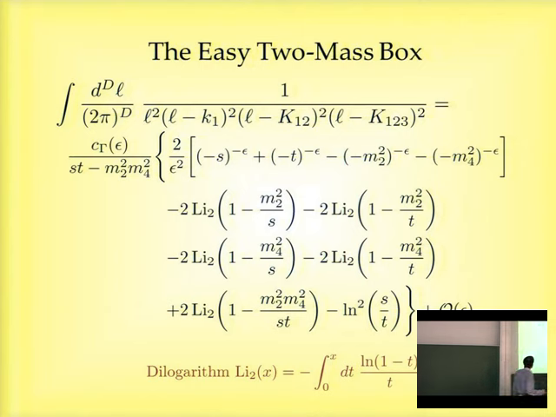So let's learn about polylogarithms. Polylogarithms are the simplest of these functions. They are essentially iterated logarithmic integrals. A logarithm you would get by just doing a dt over t integral, going from x to 1. But if you iterate that integral, you get a dilogarithm. And if you iterate it further, you get trilogs, tetralogs, and so on and so forth.